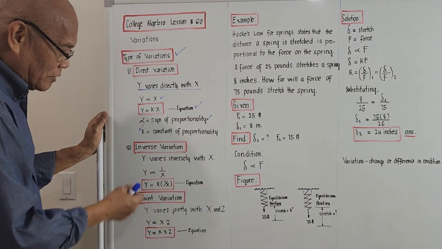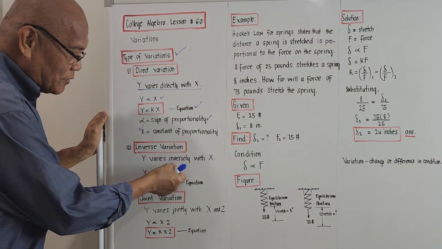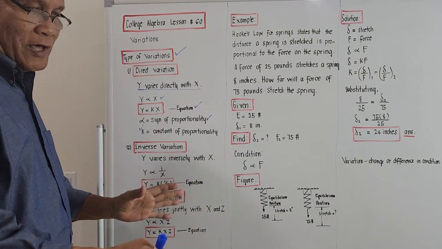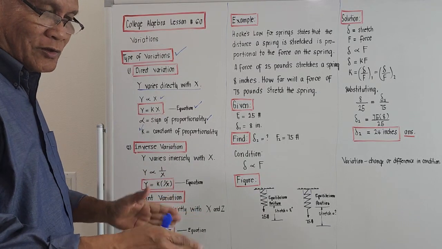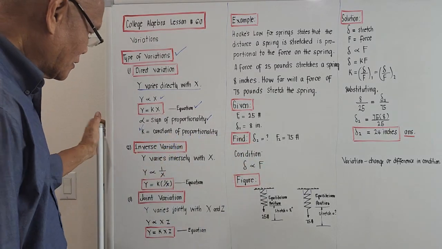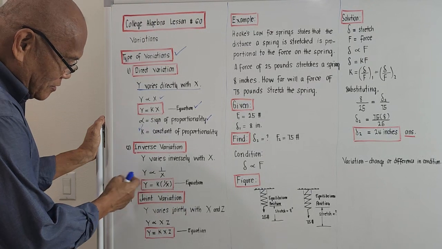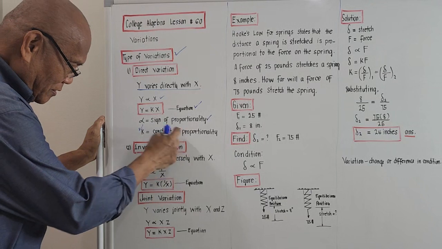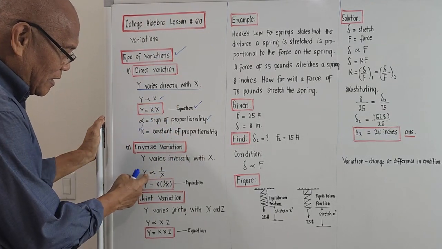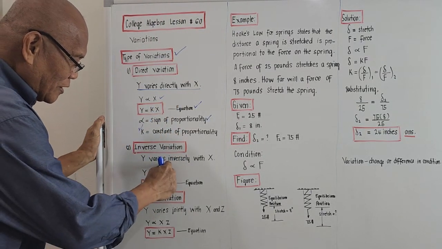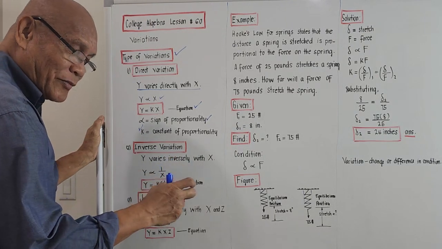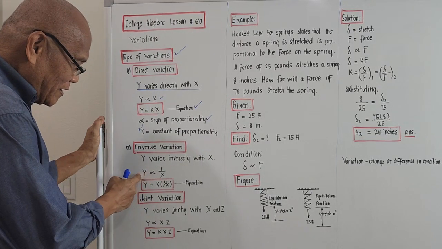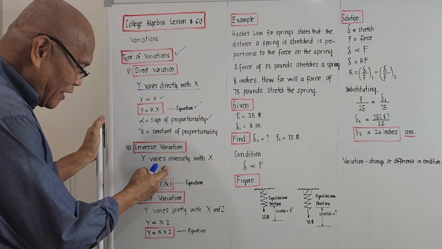So if I place it here, y varies inversely with x. That's the English language, right? If we bring out the equivalent in terms of an equation, it will be written like this. y is inversely proportional to x. This is still a proportionality sign, like in the first one. But under inverse variation, instead of just writing x, because the inverse of x is 1 over x, right?